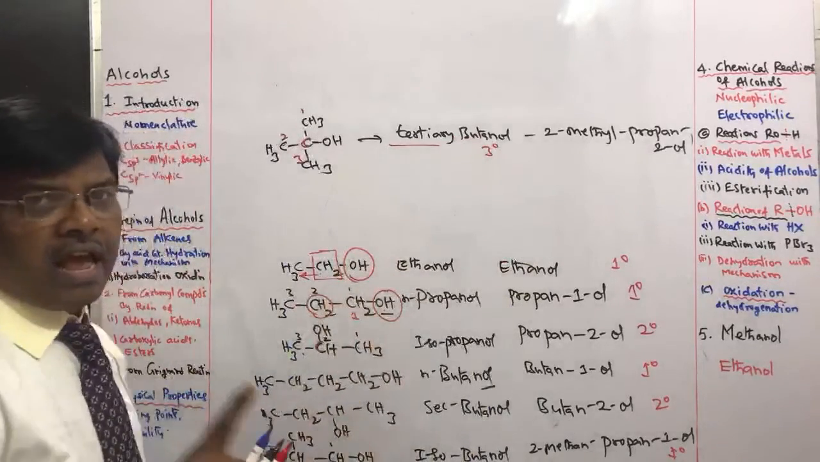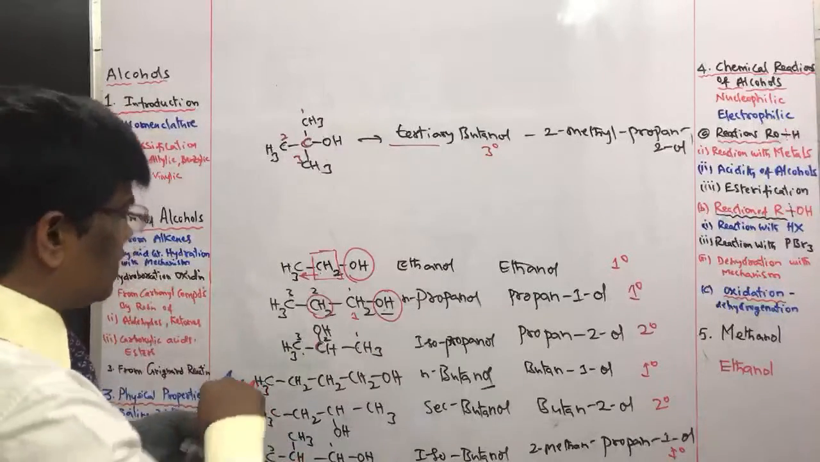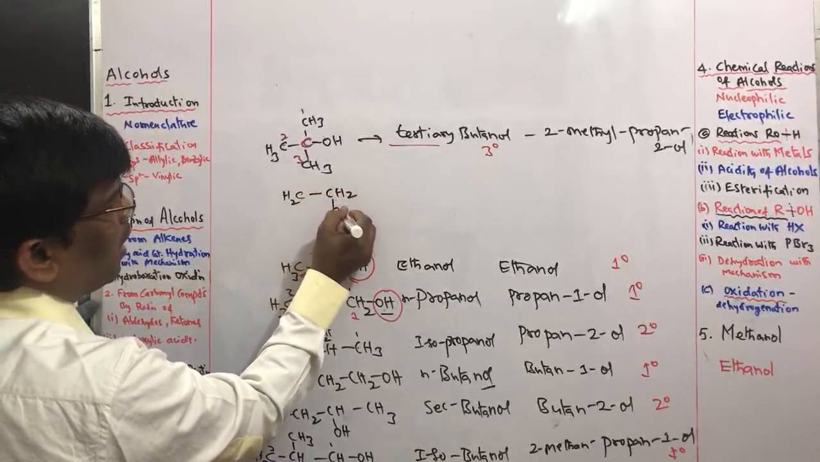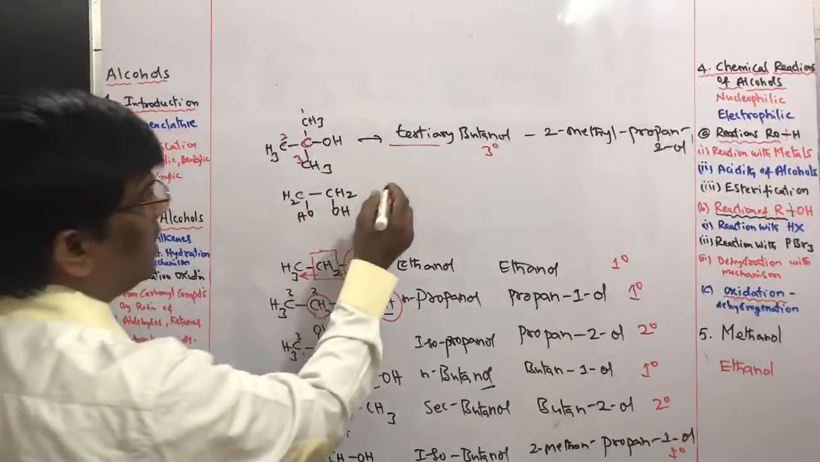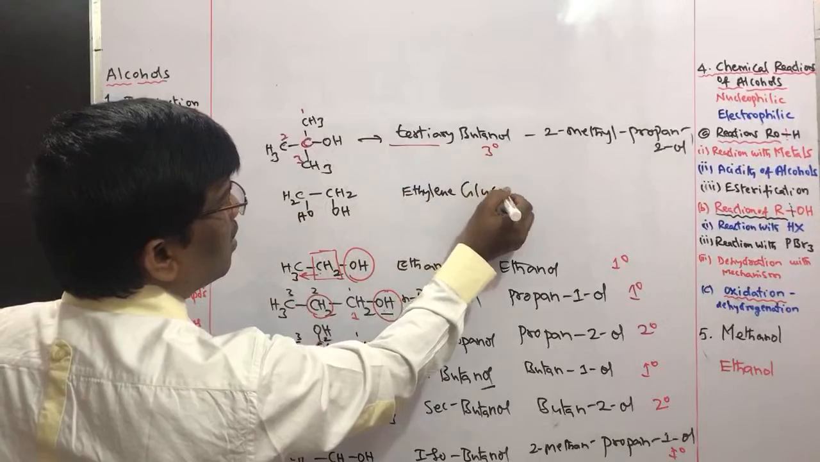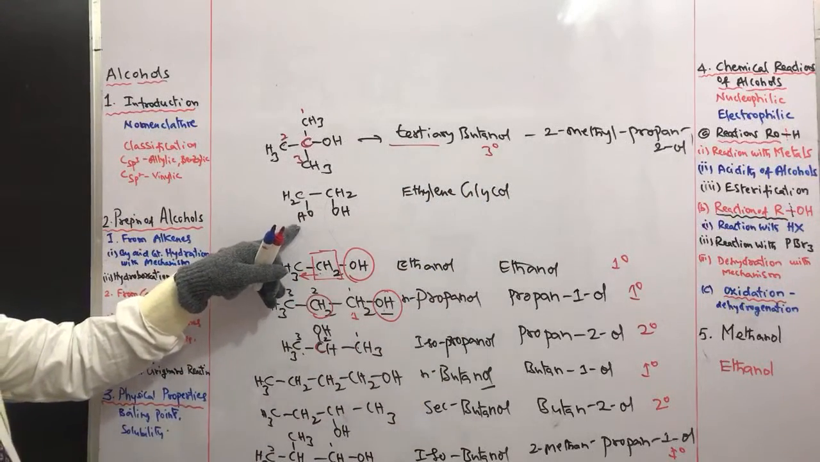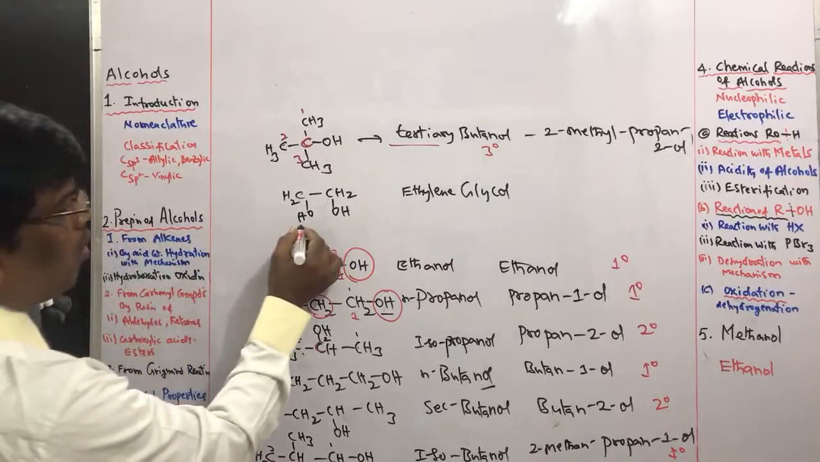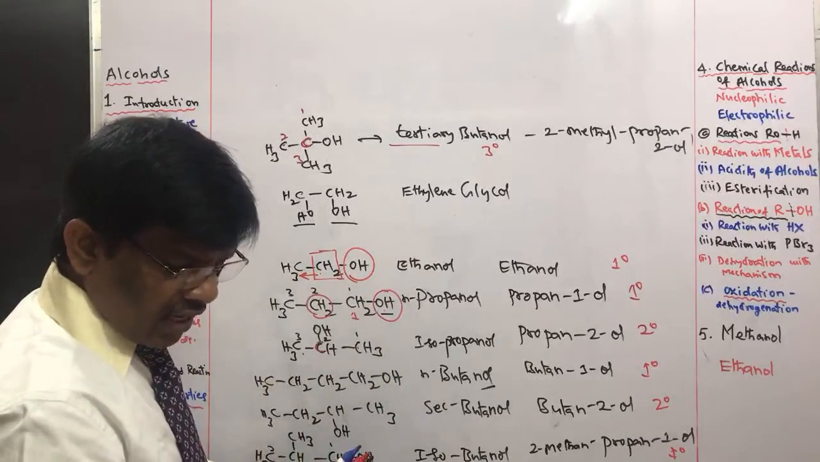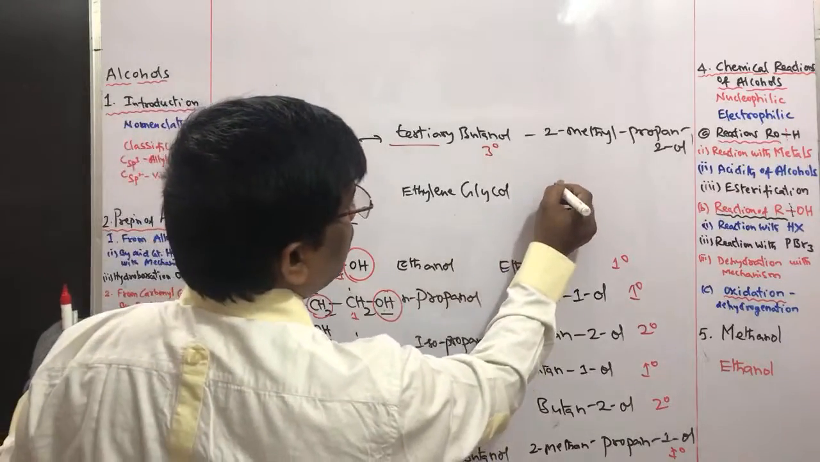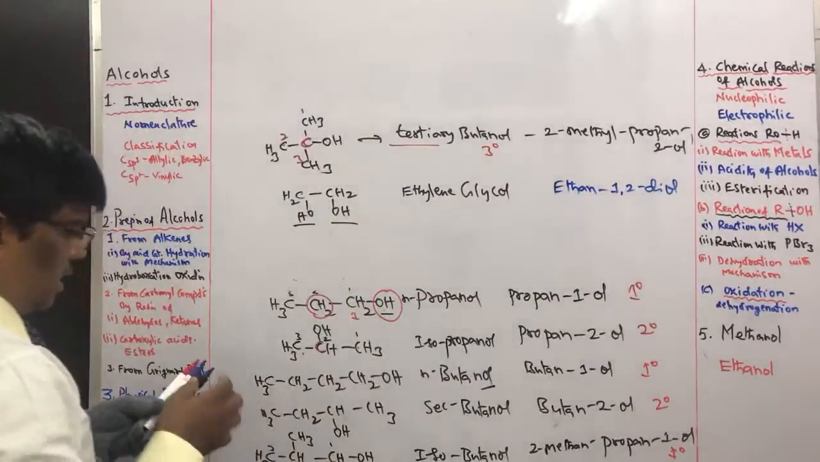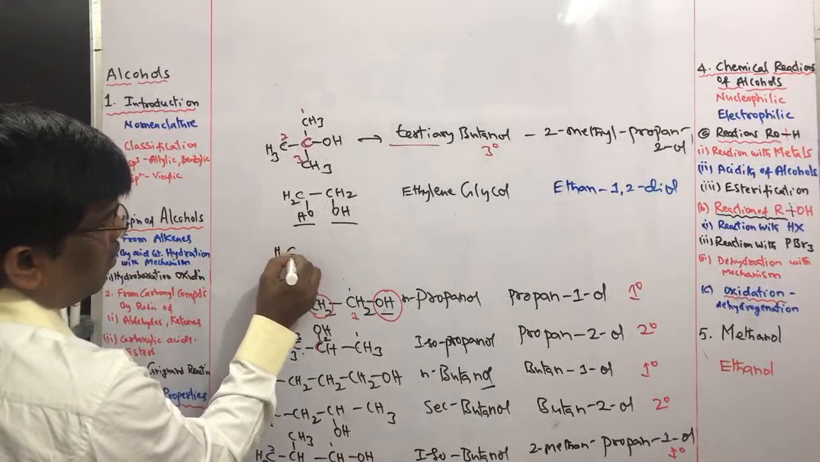So all these compounds have only one hydroxy group. Let us take one example: CH2OH and CH2OH. This is ethylene glycol, a dihydroxy compound, right? Two alcohol groups are there. The common name is ethylene glycol. When it comes to IUPAC nomenclature, it is ethane-1,2-diol. Yes, students.